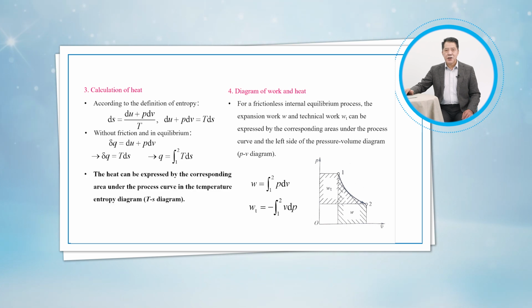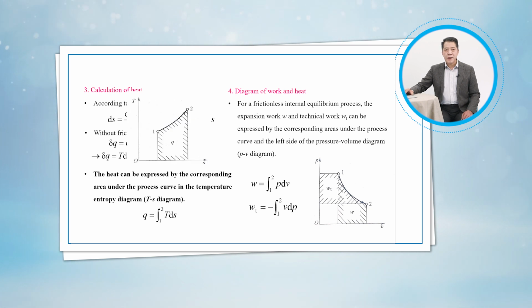The heat addition in a reversible process can be expressed by the corresponding area under the process curve in the temperature entropy diagram. TS diagram and calculation for the heat are also shown here.